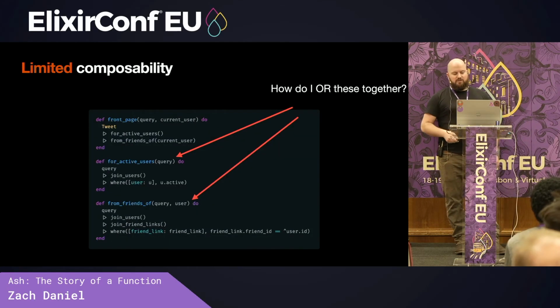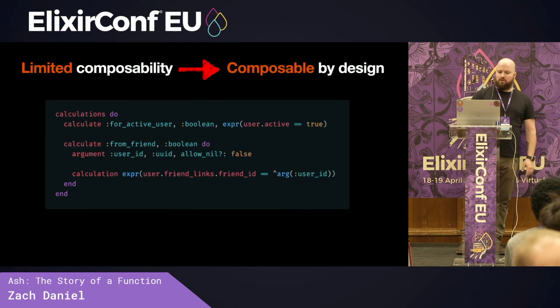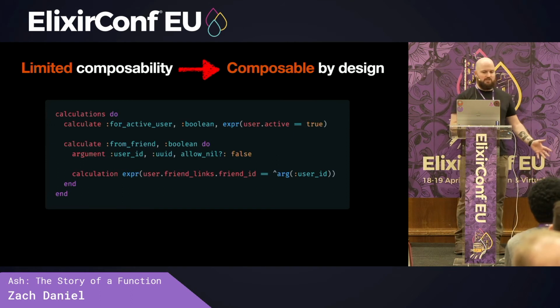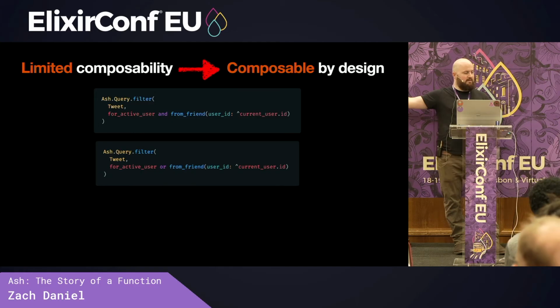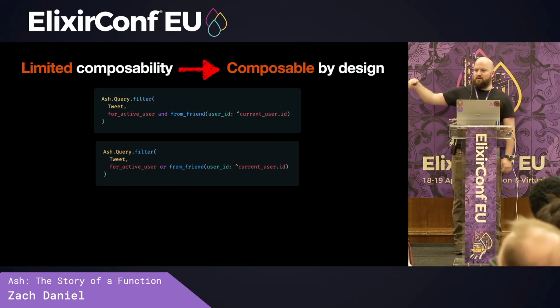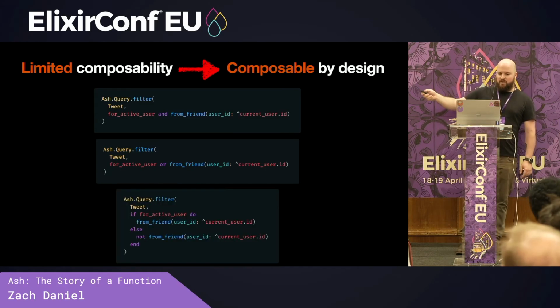Limited composability. We talked about how do I OR these two conditions that do an inner join? How do I make them OR? Well, in Ash, we have composable by design. Because you don't explicitly declare joins, you define these calculations, which are essentially logical expressions. When you use them, I can say for active user and from friend, or from friend, and Ash will, again, inner join when it can, because it knows it can, or it will left join when it doesn't know that it can. But we can even do more.